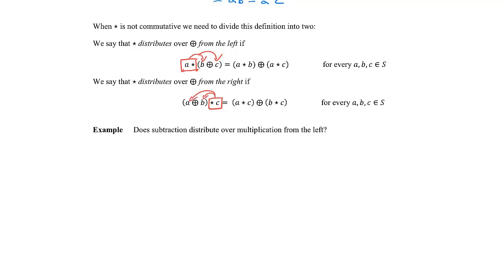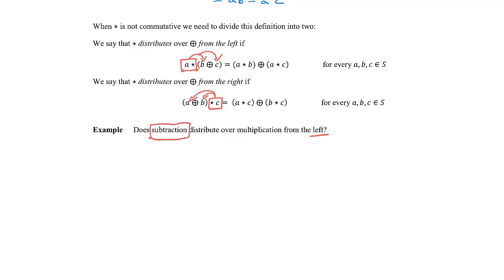We've looked at scenarios where the star was multiplication earlier on, so the order didn't matter. We didn't have to worry about this left and right business. But here's an example below where we ask, does subtraction distribute over multiplication? And we clarify from the left, because it's different to say distributing from the right or the left, because subtraction, this operation itself, is not commutative.